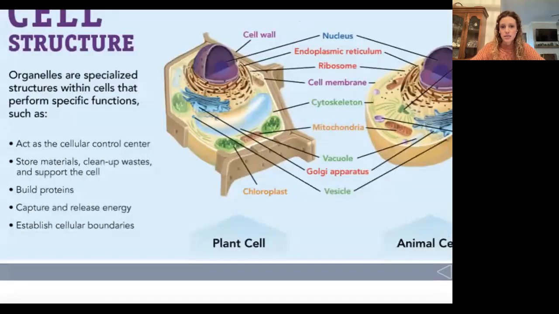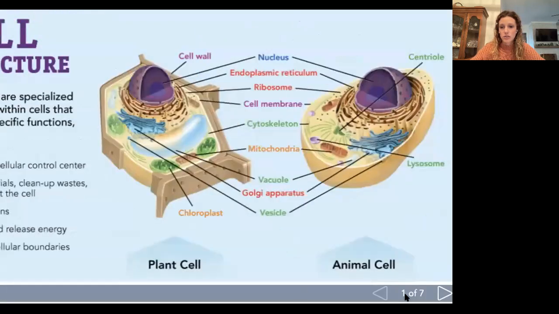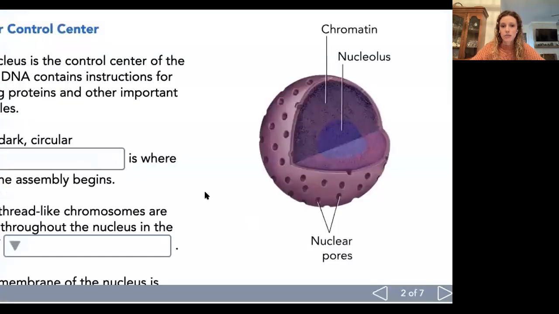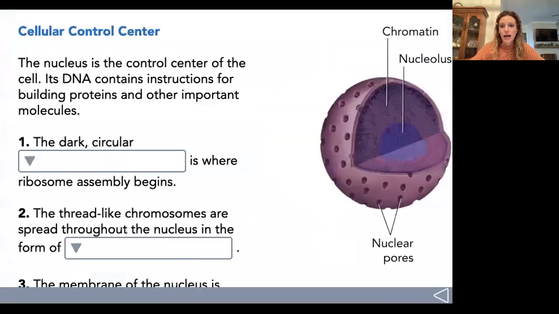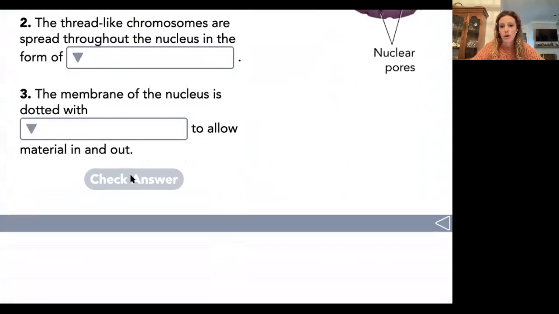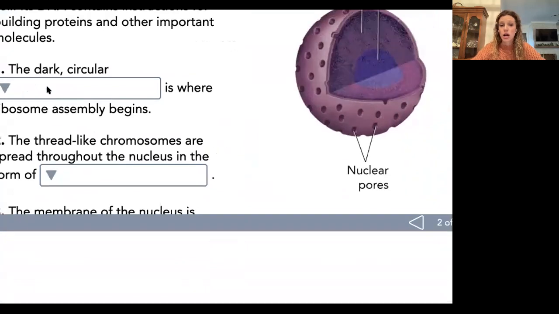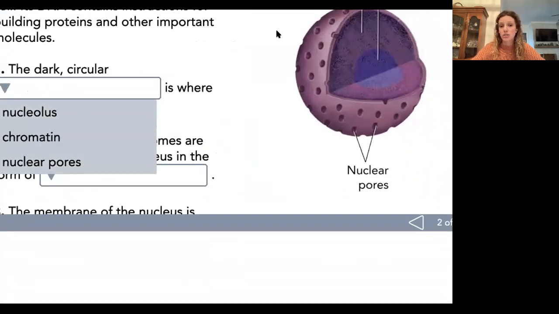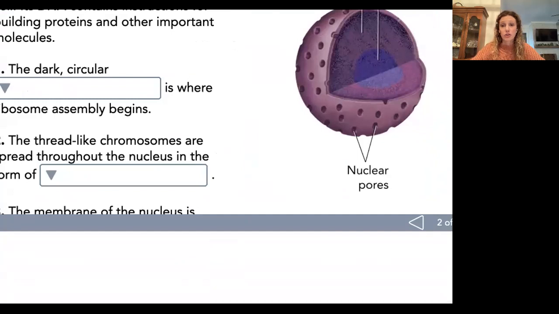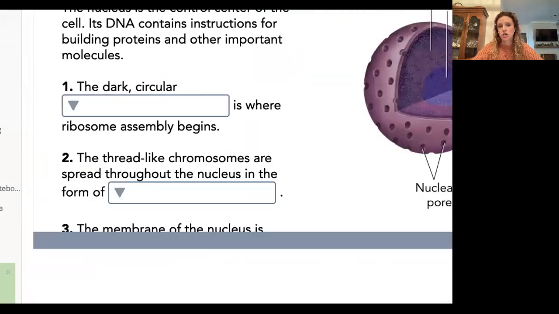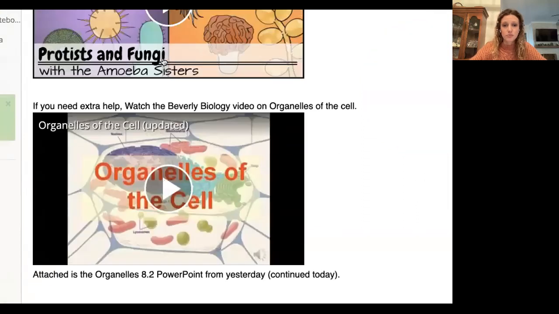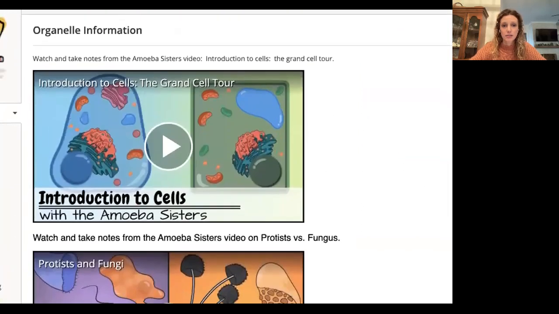Okay, so this is the cell structure. These little arrows down here, you're just going to click through them and then answer questions about prokaryotic and eukaryotic cells. You can click the little drop down arrows and answer the questions. They're not for a grade. This is just an extra great study resource. Okay, so going back.